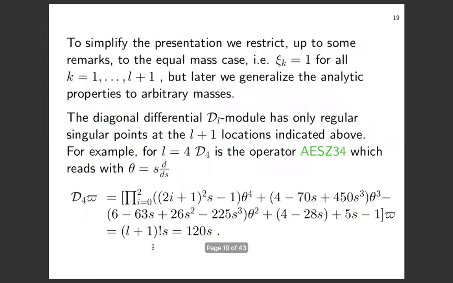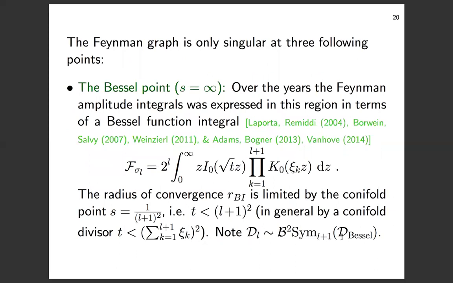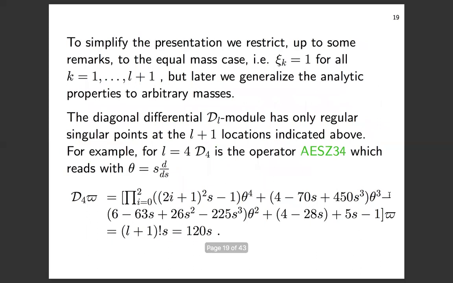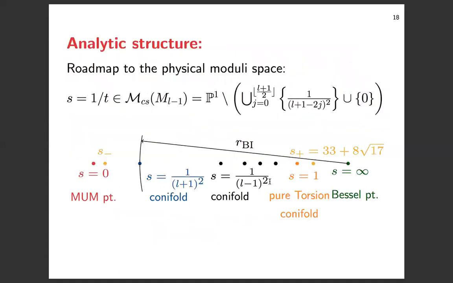is that if you look at this differential operator that I've written down here, you quickly realize it's basically just a symmetric product of the Bessel function operator, theta minus constant, and then two Borel transformations on it. With this recipe, you can also easily write down these operators for all loops. And that's how I also know that the singularities are here.